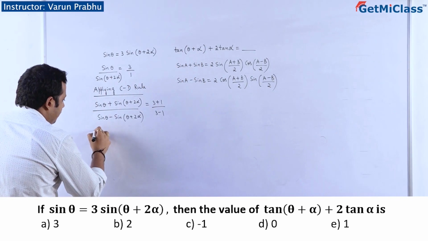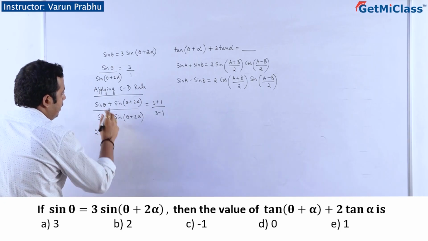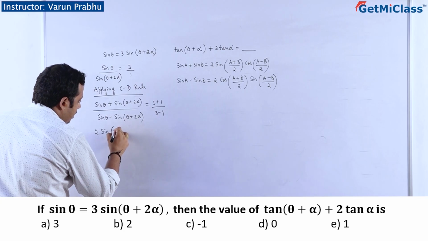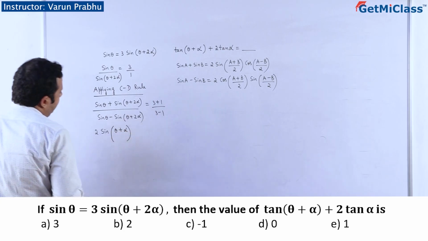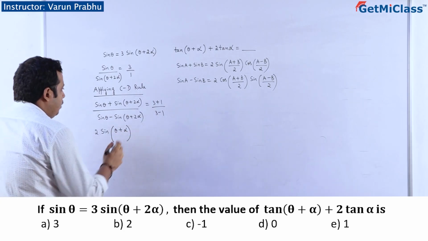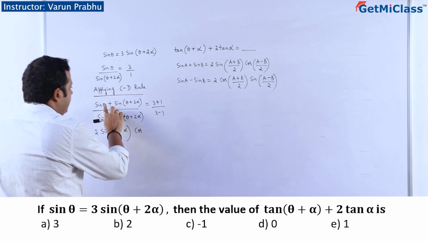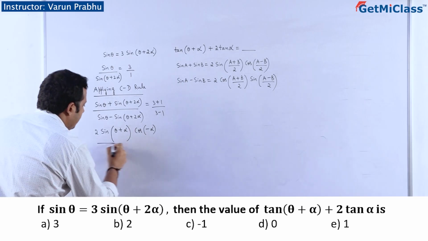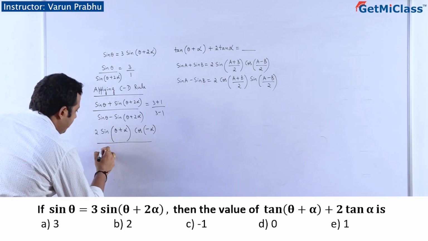So what is the answer that we get? 2 sine of theta plus theta plus 2 alpha, so this is nothing but theta plus alpha divided by 2. Correct or not? Into cos of theta minus theta, so it will get cancelled, minus 2 alpha. Okay. Cos of minus alpha divided by 2.